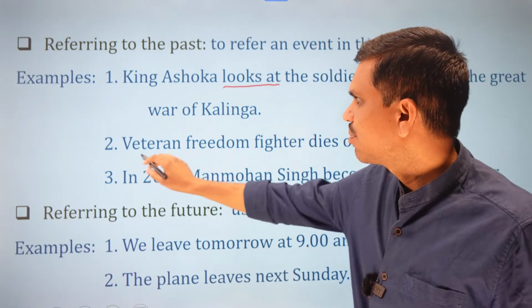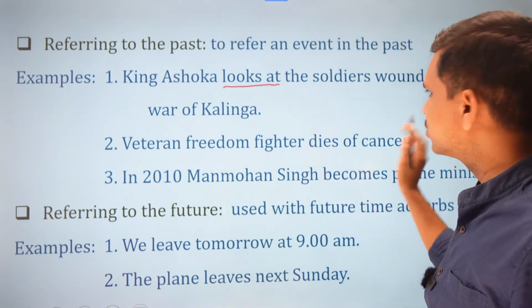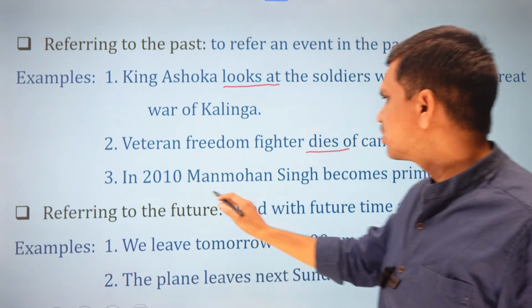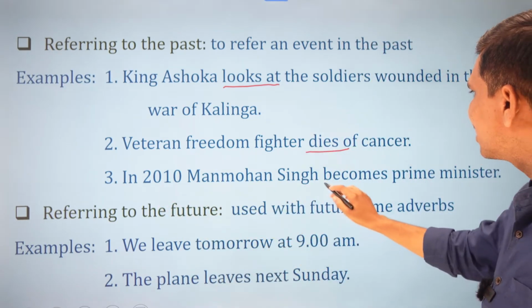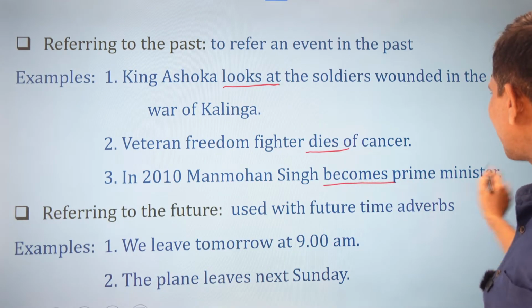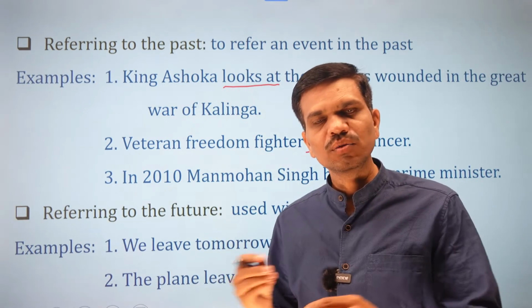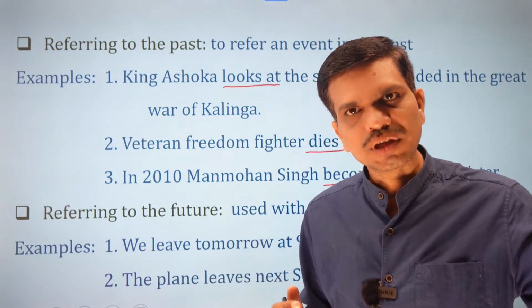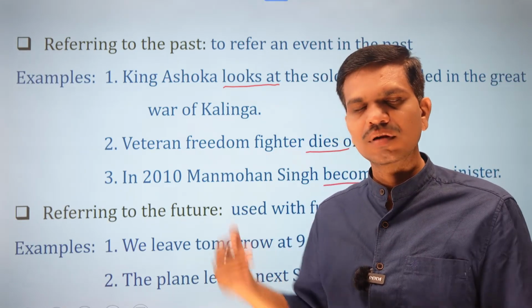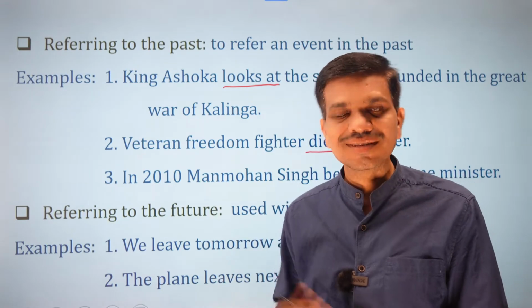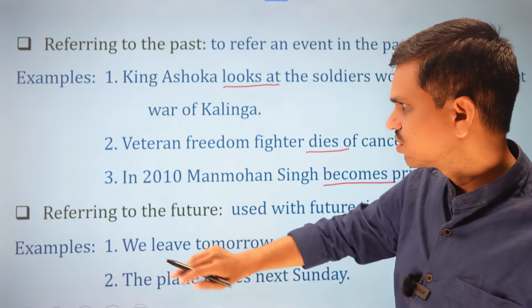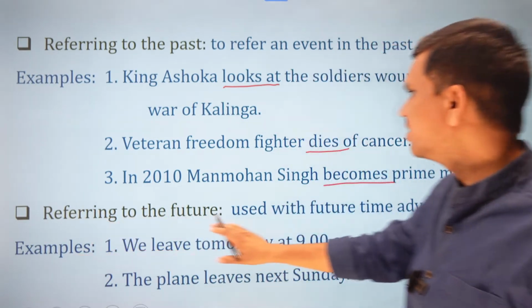Again, the next example: veteran freedom fighter dies of cancer. Here also it is the simple present. In 2010, Manmohan Singh becomes Prime Minister. So this thing we are explaining to someone, we are just giving information to someone about the things. It's a general thing. So this is the next function, and next here we have referring to the future.